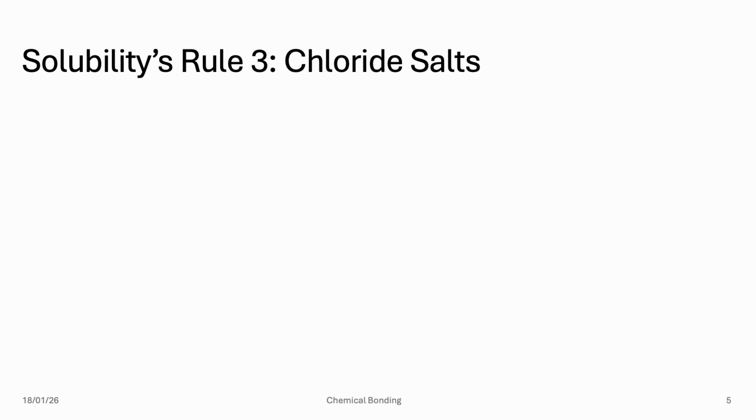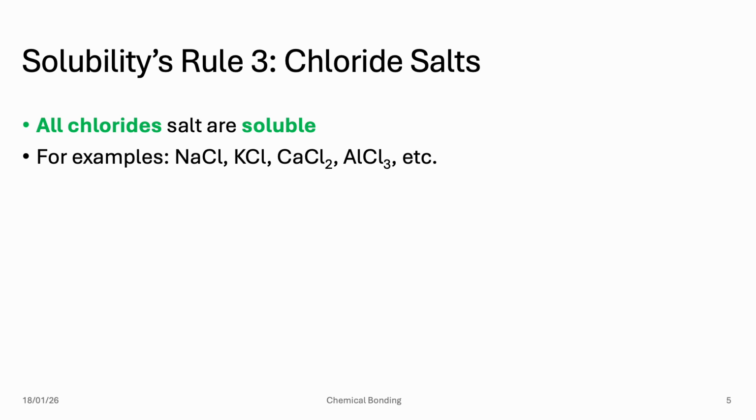Rule number 3, chloride salts. So basically all chlorides are soluble, like NaCl, KCl, CaCl2, AlCl3, and other salts. But there are exceptions for this rule, which are AgCl, PbCl2, and HgCl2. So silver chloride, lead chloride, and mercury chloride are insoluble, but all other chlorides are soluble.